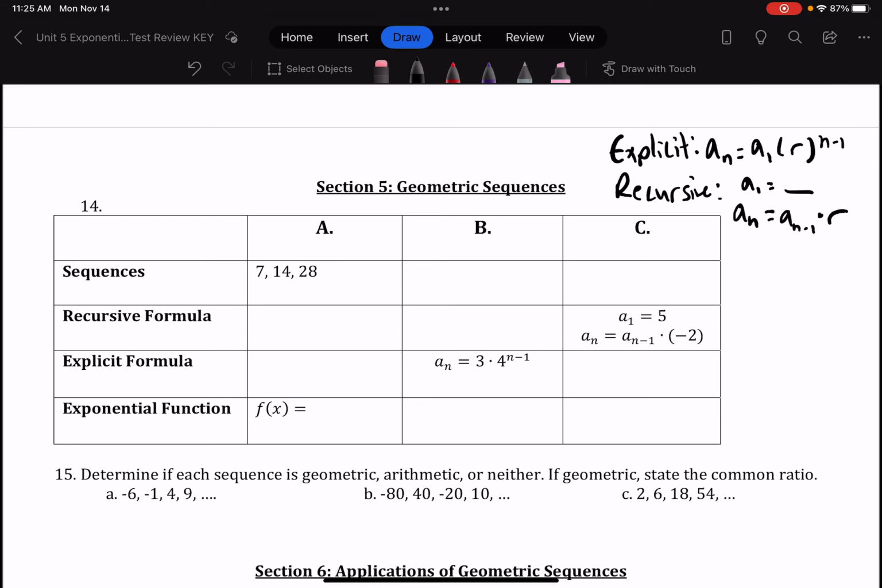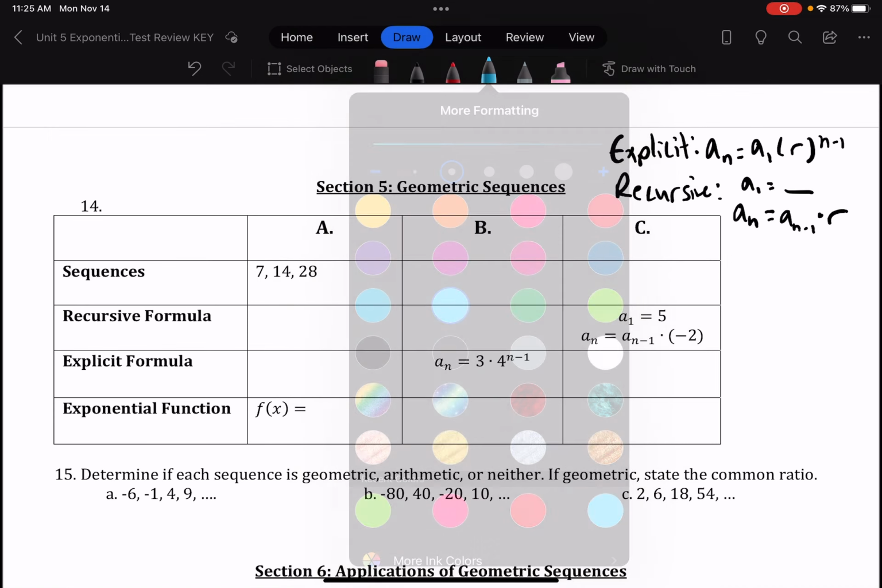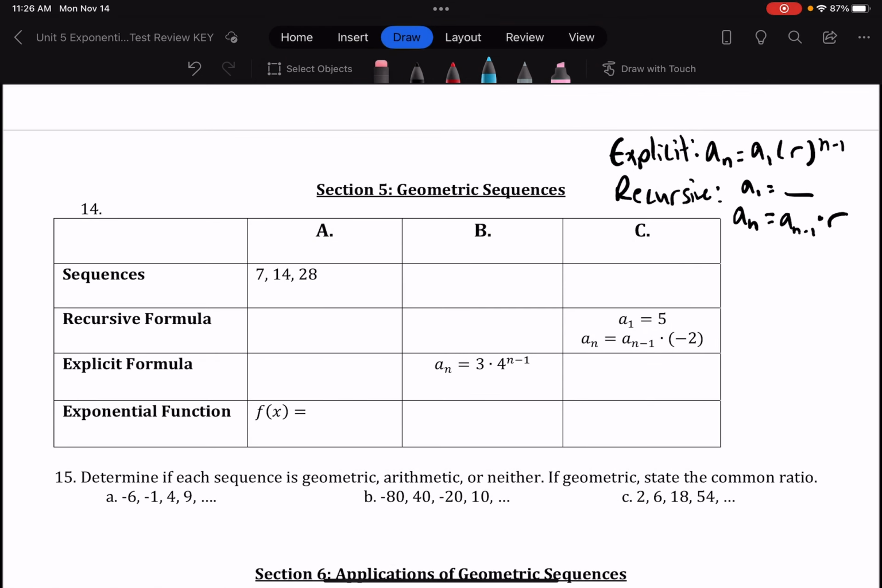So let's look at the first sequence. I've given you 7, 14, and 28. Let's go ahead and figure out what our common ratio is. In order to do that, I can do 14 divided by 7, and that gives me a common ratio of 2. I can check that by doing 28 divided by 14, which is also 2. My initial value, so my a sub 1, is 7.